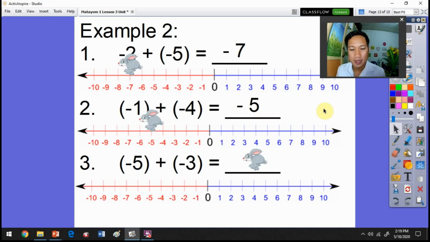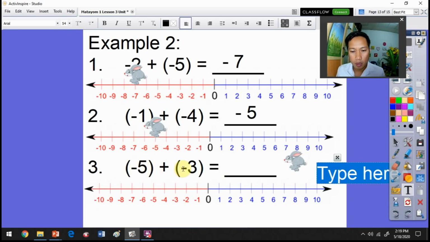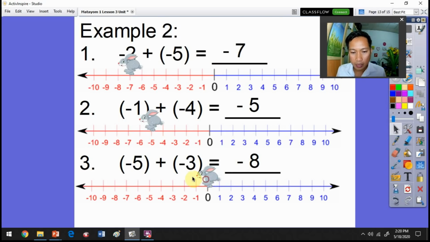Good job. Now let's have our last example here. Negative 5 plus negative 3. Okay? Both of them are negative. So we put negative. 5 plus 3 equals 8. Okay, so let's check our answer with our hopping bunny. Negative 5, we hop 5 times to the left. 1, 2, 3, 4, 5. Plus negative 3, we hop 3 times. 1, 2, 3. And we end up at the same answer as our bunny.